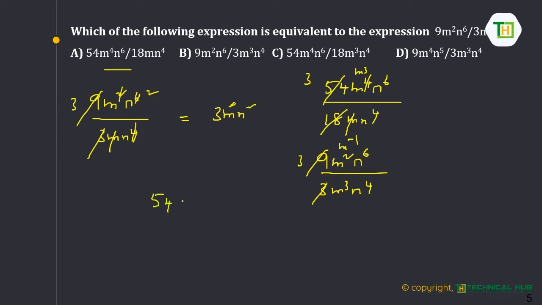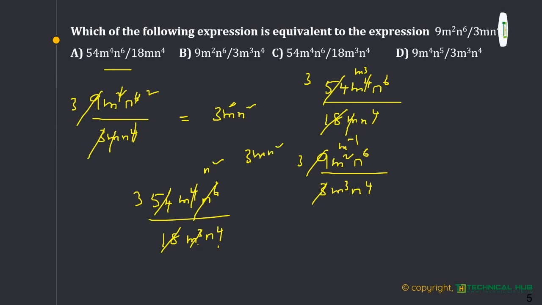What is the third option? 54 m to the power of 4 and n to the power of 6 by 18 m cube and n to the power of 4. Here 3 times is possible. m to the power of 4 by m cube means you will get m only. n to the power of 6 by n to the power of 4 means you will get n square. So 3mn square. So the equivalent expression is 54 m to the power of 4 n to the power of 6 by 18 m cube and n to the power of 4. So option C.